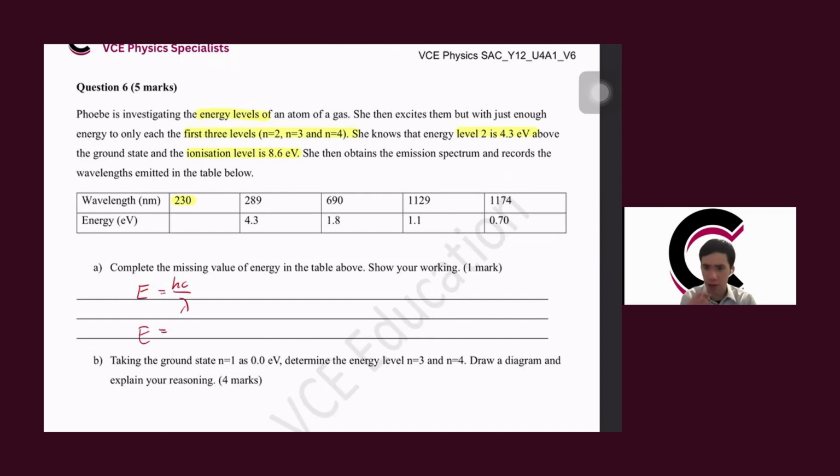If it's electron volts, oh, good news, we can use 4.14 times 10 to the power negative 15, and then 3 times 10 to the power 8 meters per second for the speed of light, and 230 nanometers. So you add the 10 to the power negative 9. And so E is going to be something like 5.4 electron volts. So include 5.4, complete the missing value in the table above, put that in, done.